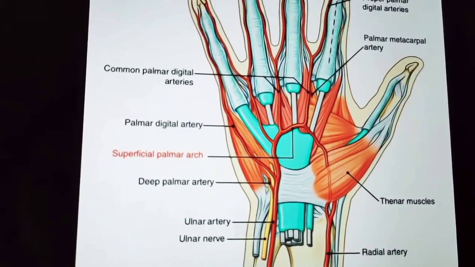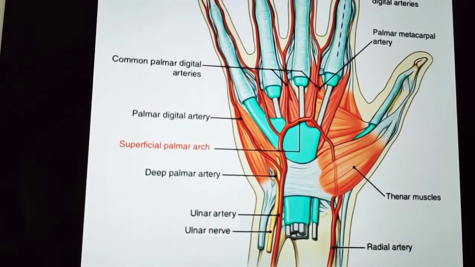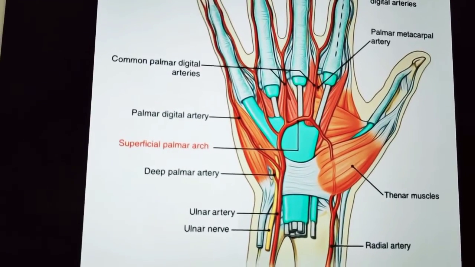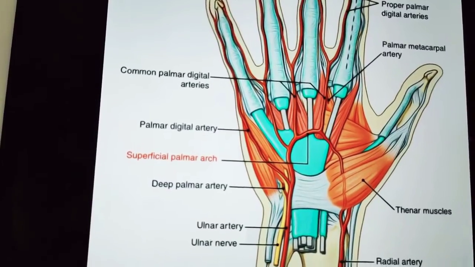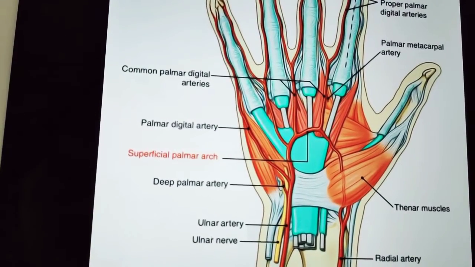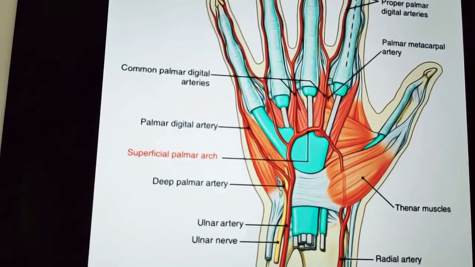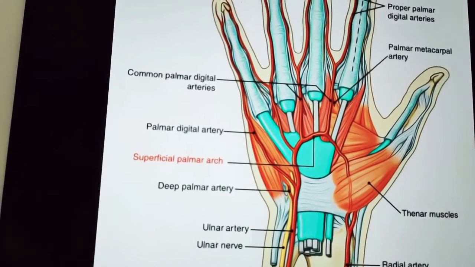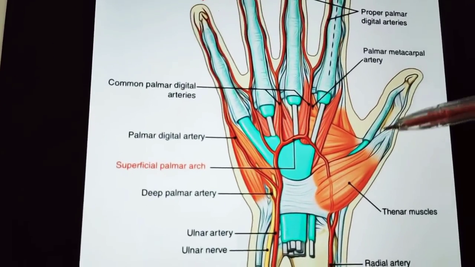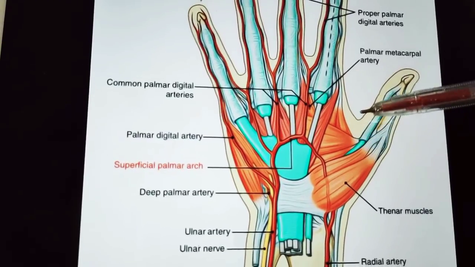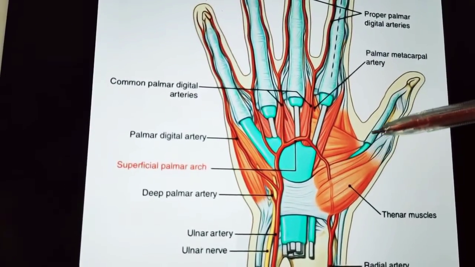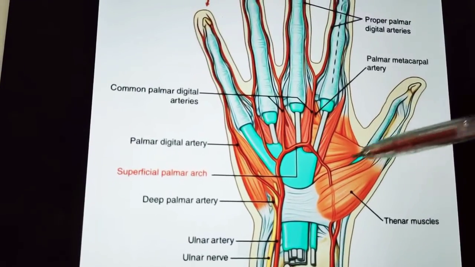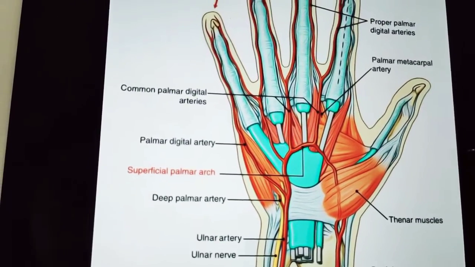This is mainly having a convexity of the arch directed towards the fingers. If you see, the convexity is towards the fingers. Its most distal point is situated at the level of the distal border of the fully extended thumb. Okay, that is the distal part of this superficial palmar arch.